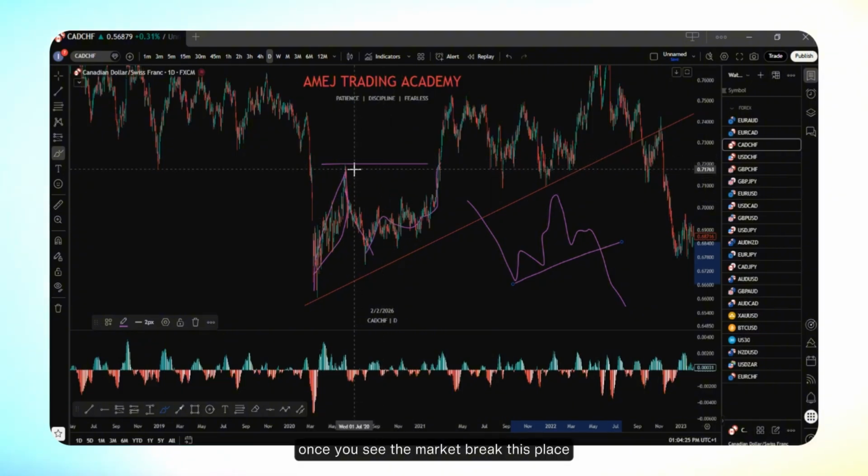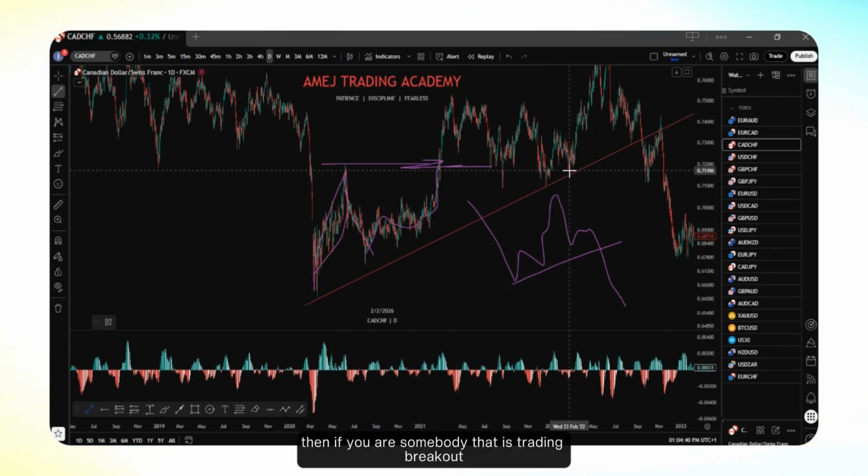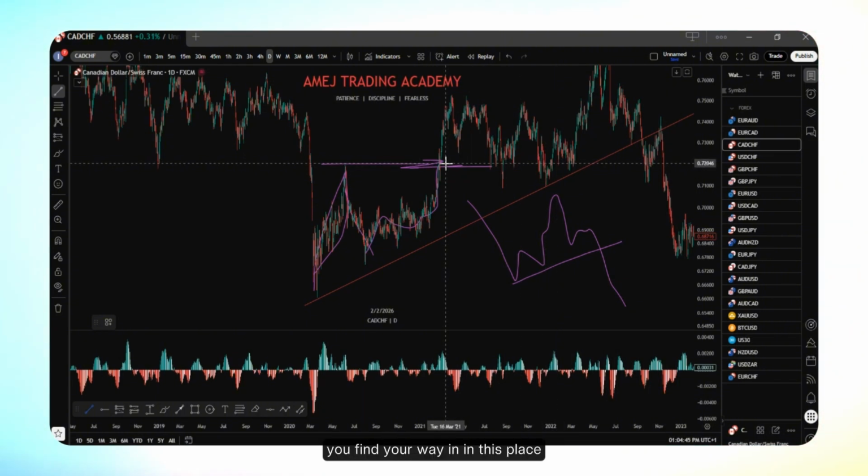As we can see, once you see that the market breaks this place, the market breaks out from here, you just apply your trend line tool and you draw it like this. Then if you are somebody that is trading breakouts, you find your way in at this place. But I'm still going to talk about how to enter the market, how to find your sell or buy zone spot. Then you can execute your trade and you will come out with profits.